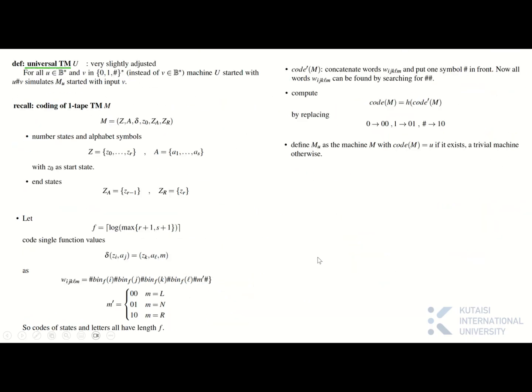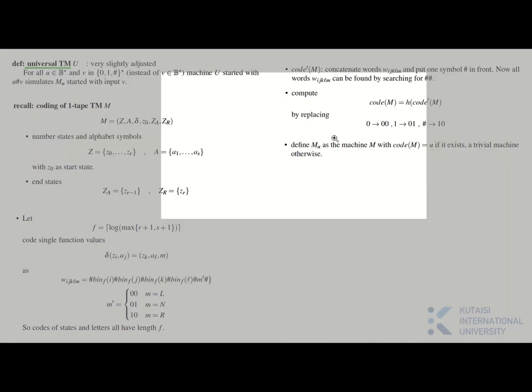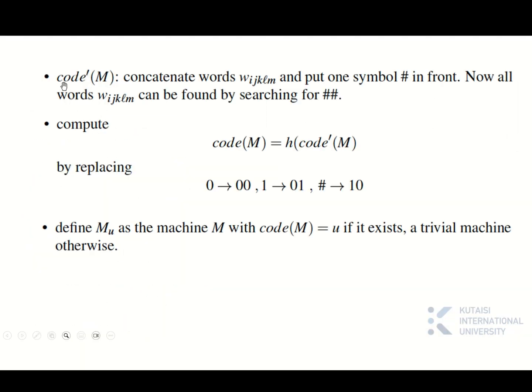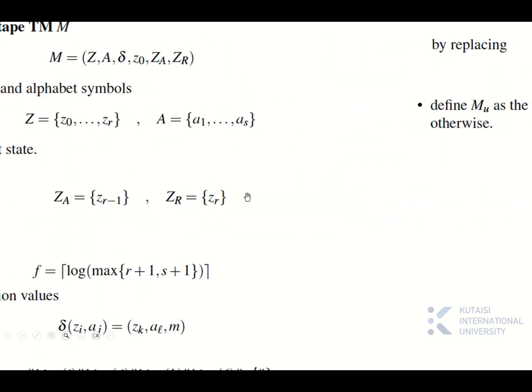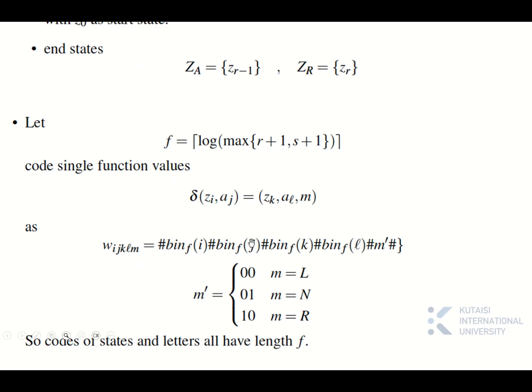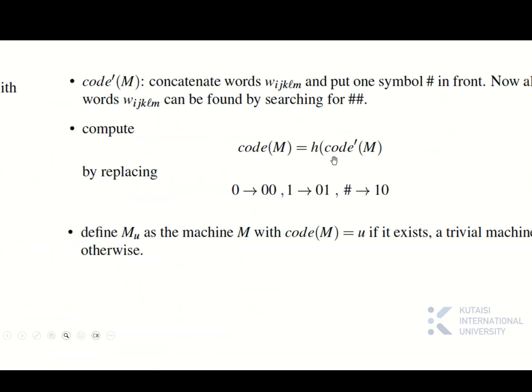Okay, now I want to also get rid of my hashtags. And this is the same trick I did before. This code I call code prime because I still have to do one more operation. Code prime, you just concatenate all such strings together and then put symbol hashtag in front. Now all words can be found by searching for 2 hashtags. Because if you concatenate all the deltas, if you see 2 hashtags, you know that you're changing to a different delta. So by finding 2 hashtags, you can locate each transition function basically.